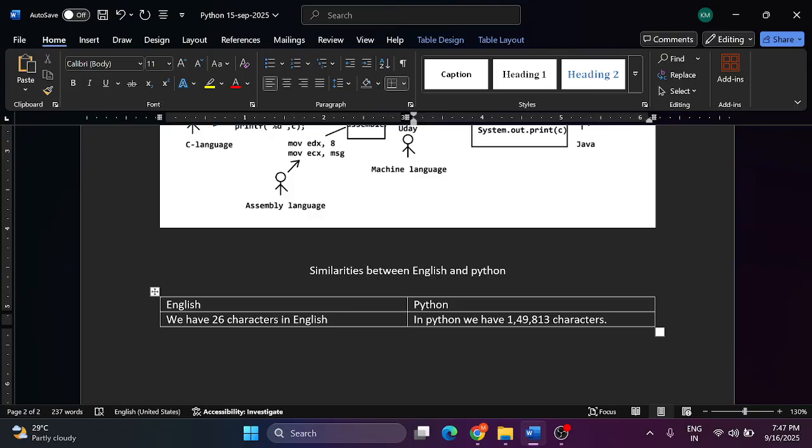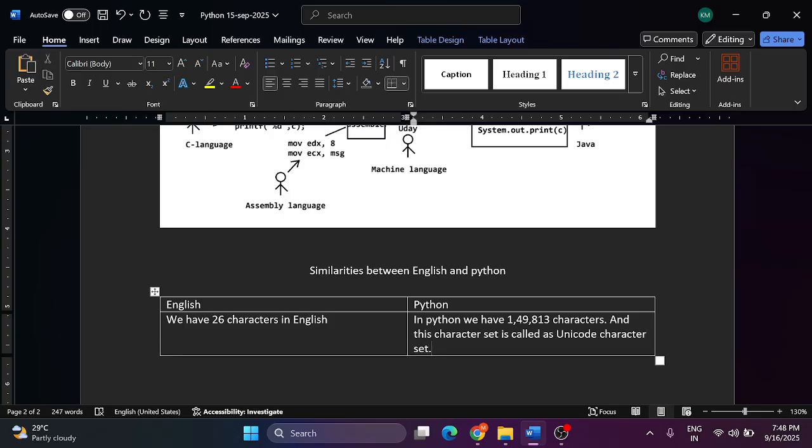How many characters are there in Python? Oh my god, a very large set of characters. This character set is called the Unicode character set.